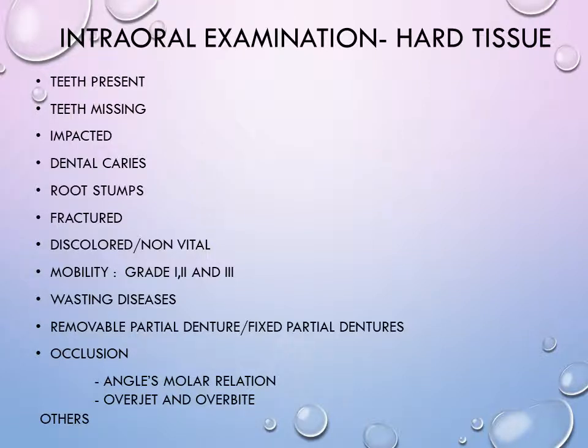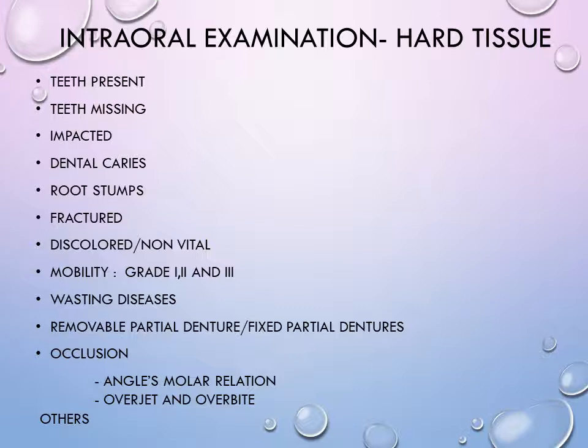Dental caries, of course, you're all using the ICDAS score to jot down the extent of the lesion and the site of the lesion, whether it may be the buccal surface or the palatal surface, so on and so forth, occlusal surface, proximal surfaces, etc. Root stumps, whether there are teeth which have not been properly removed, or whether the teeth have decayed so far that only the root stumps are left behind. If there are any fractured teeth, for example an Ellis class 3 for the anteriors, or a fractured cusp in the posterior teeth, and so on. Whether there are any discolored teeth, because they will most probably be non-vital, so that has to be noted down. We check for mobility.